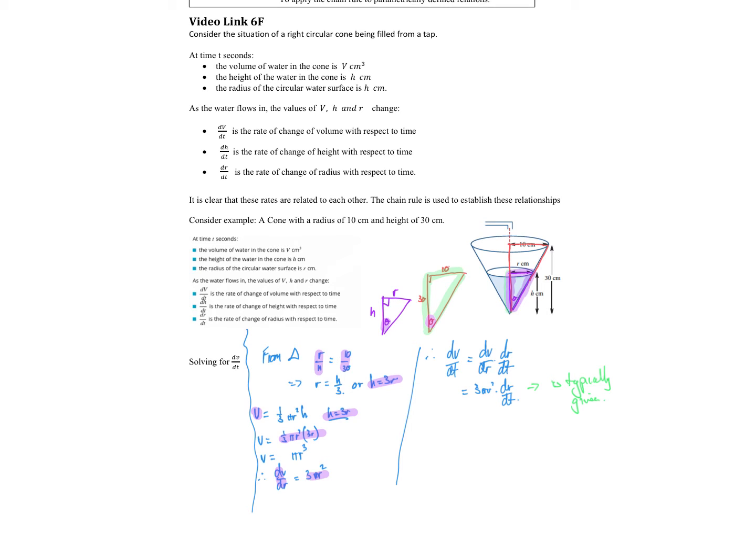The question itself might typically give us one of the other rates. So we know from our chain rule that dV/dt is equal to dV/dr times dr/dt. dV/dr we've just worked out, 3 pi r squared, and dr/dt would typically be given to us. So that's the process by which we might be able to tie in the rates of a scenario and work out how one variable is changing over time.